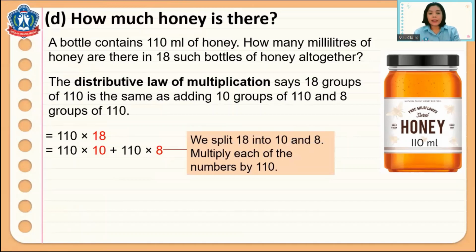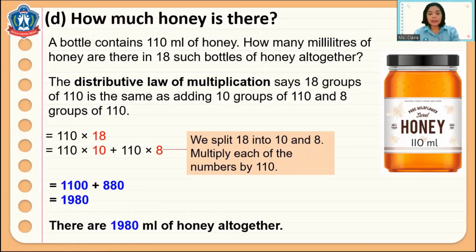So we will break down 18 into 10 and 8. We split 18 into 10 and 8, multiply each of the numbers by 110, and it gives us 1,100 and 880. Then we will add them, and the total is 1,980. So there are 1,980 ml of honey altogether. So this is what we call the distributive law of multiplication.